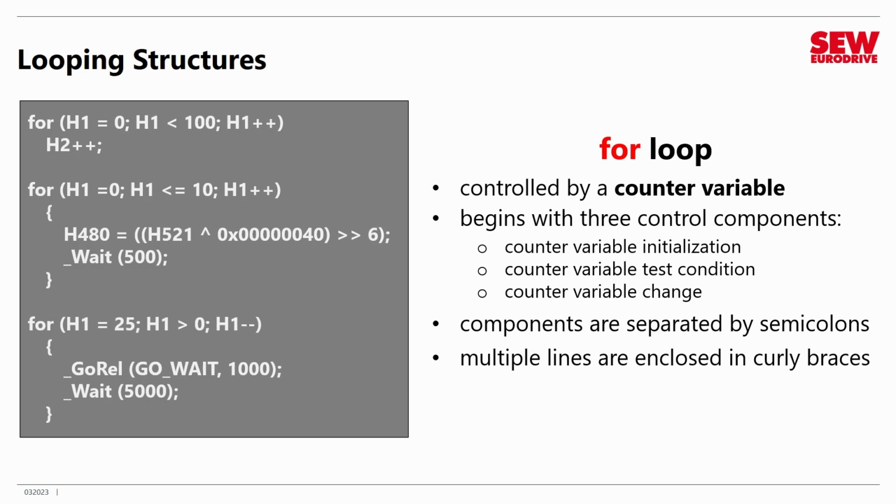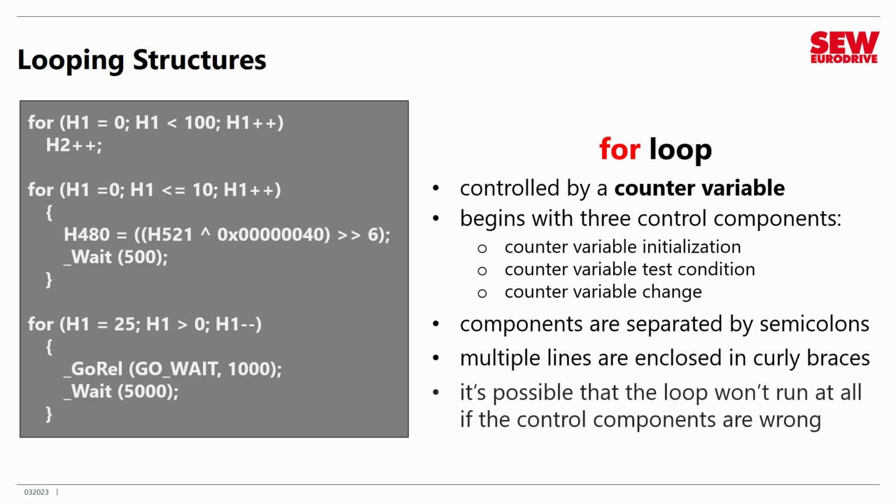Here's an example of a counter loop that counts down instead of up. It starts at 25. It counts backwards by 1 for each cycle, and it will exit once it reaches 0. Do be aware, if you don't set your control values right, it's possible the loop won't run at all. If you initialize the counter variable to something and then set up the condition so it's never met, the loop will just bypass. So if you have a for loop that never seems to run, look very carefully at how you've set it up. You may have made a mistake.